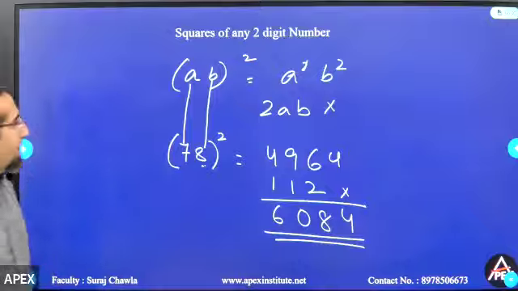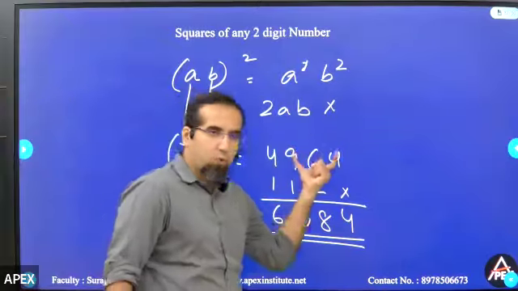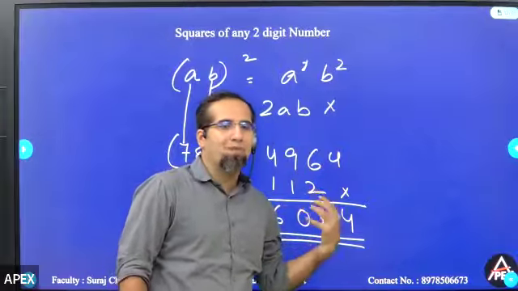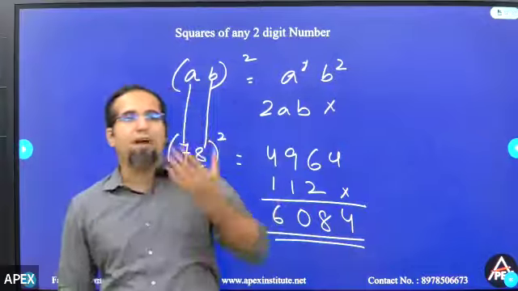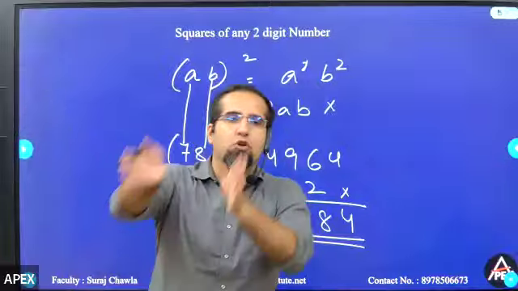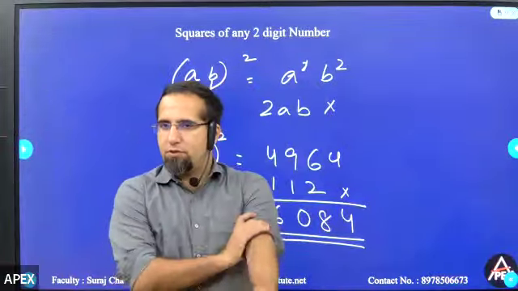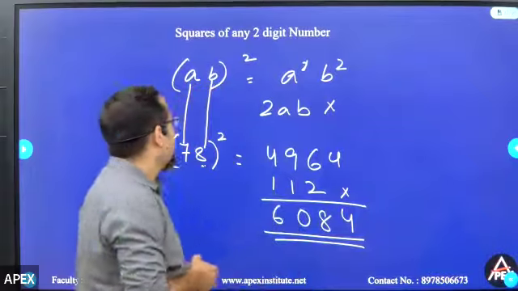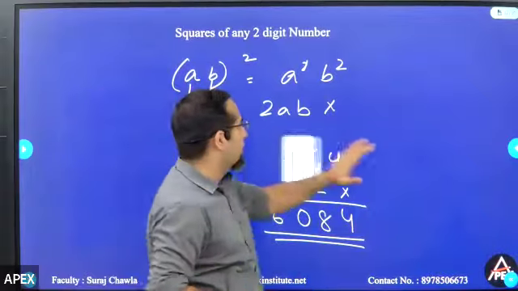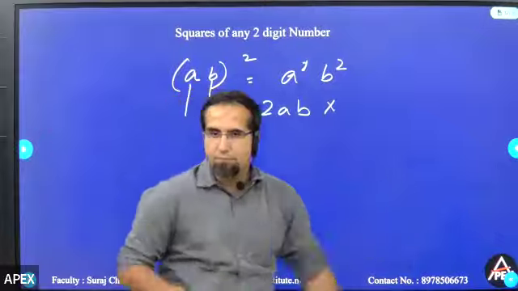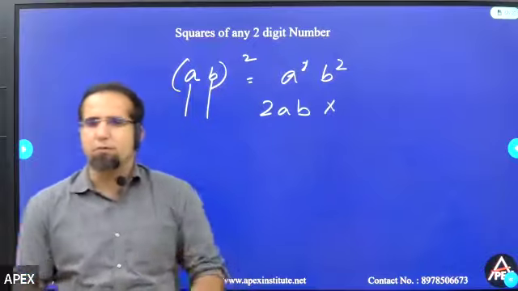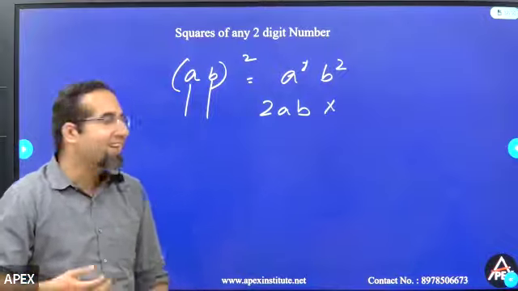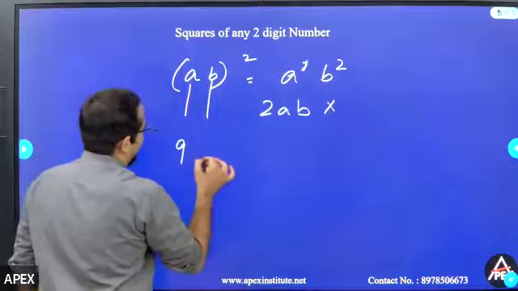Clear with this part, guys? I repeat, a square, b square, put a cross, and then write 2 into a into b. When you have large numbers, it's advisable to go reverse. a into b into 2 becomes an easier process. Clear? Sure? Let's take one more number. Pranati, you can give me that number, whichever number you want. Put a two-digit number. 65 is very easy. Anything else? 98. Okay, let's go with 98.